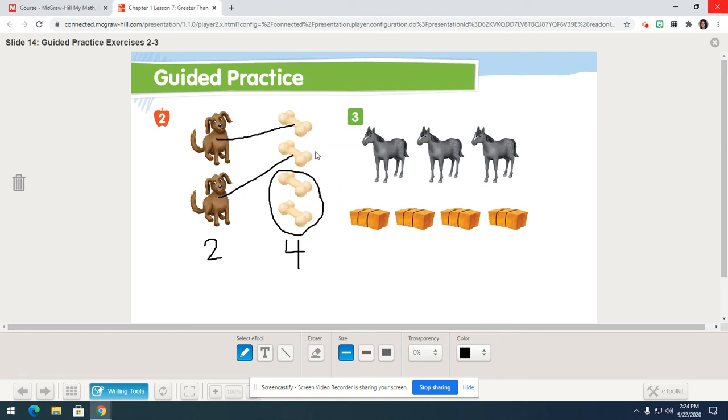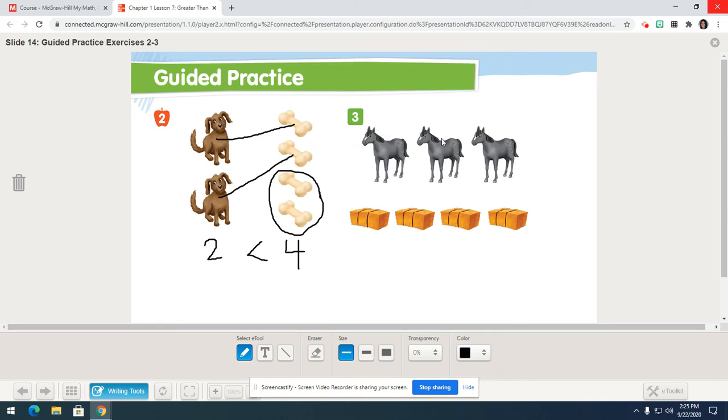Boys and girls, we have more bones than we do dogs. So that tells me that 4 is greater than 2. Echo me. 4 is greater than 2. Nice. All right, let's count how many horses we see.